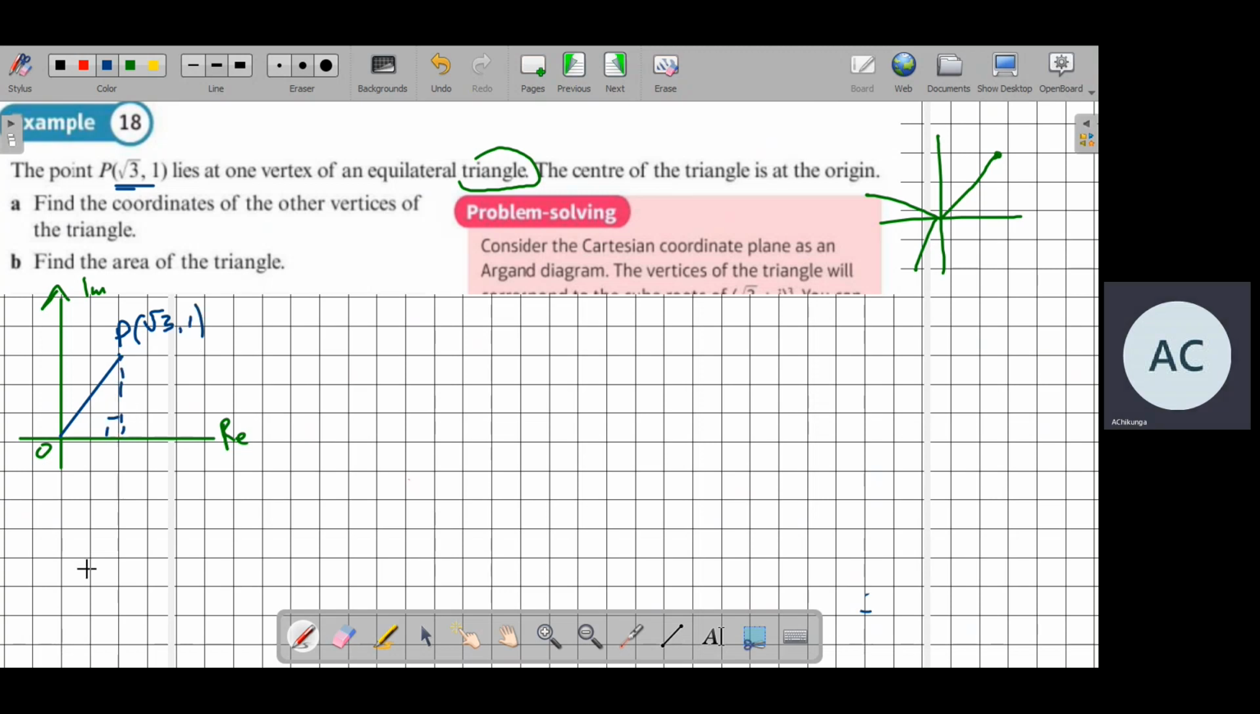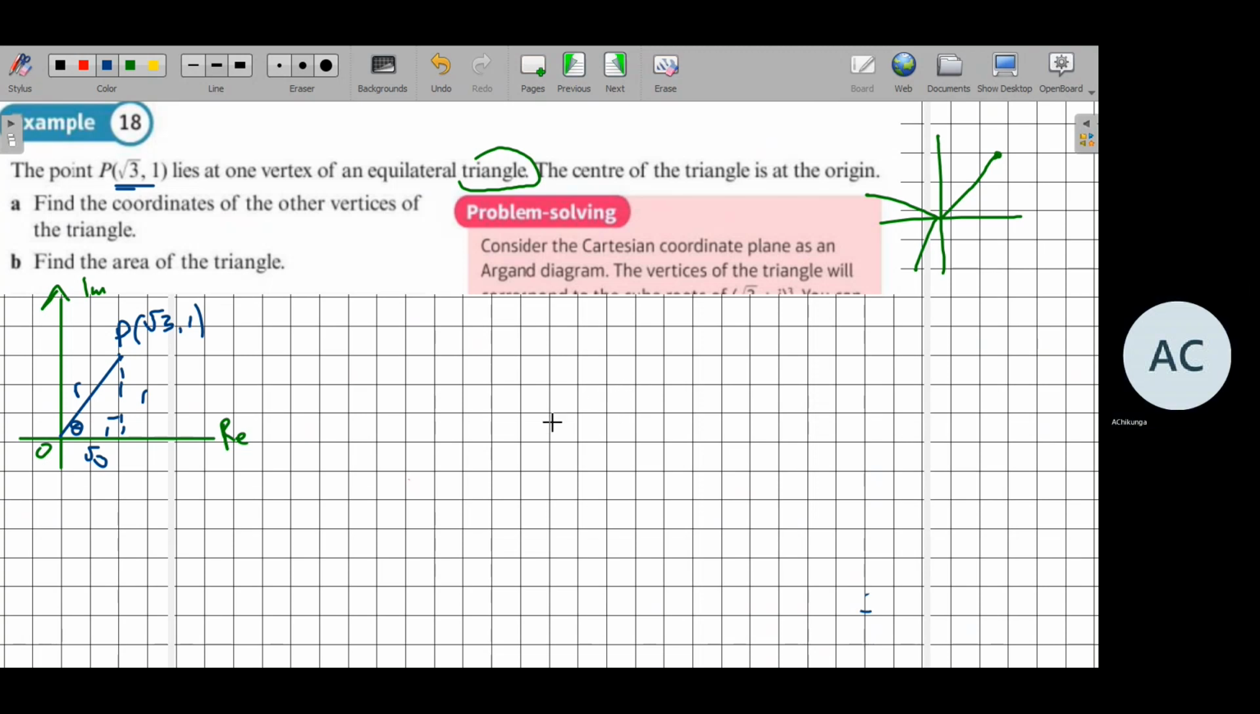And so I can create a triangle here, isn't it? I am able to tell what is r and theta based on the understanding that this is root 3 and this is 1. Correct? So if you're able to do that, let's calculate that. What is r? r is 2. What is theta? It's a special angle, you're right? It's pi over 6, isn't it?